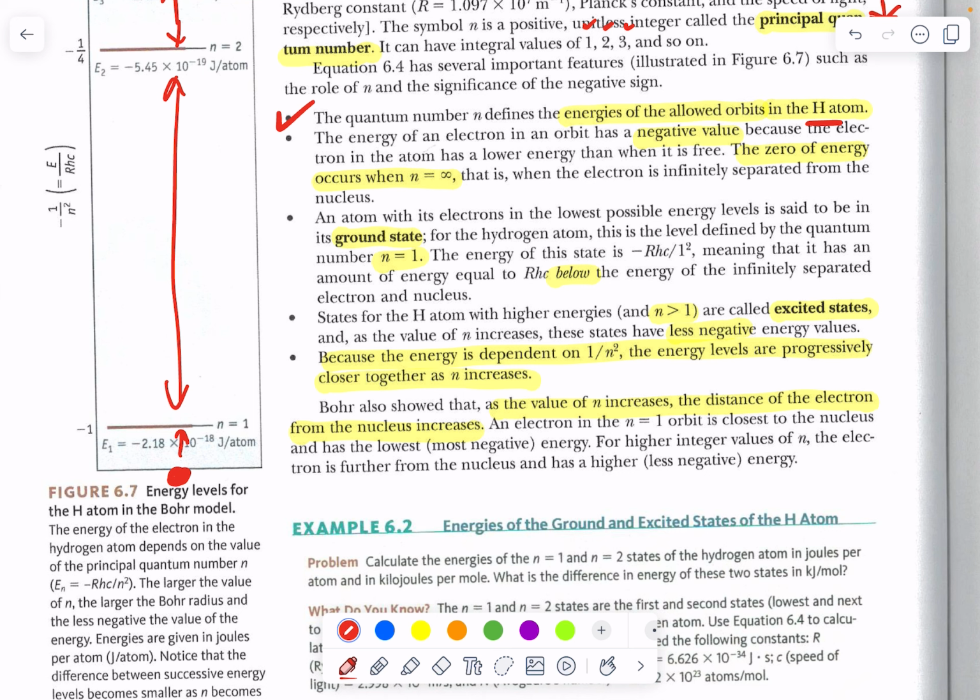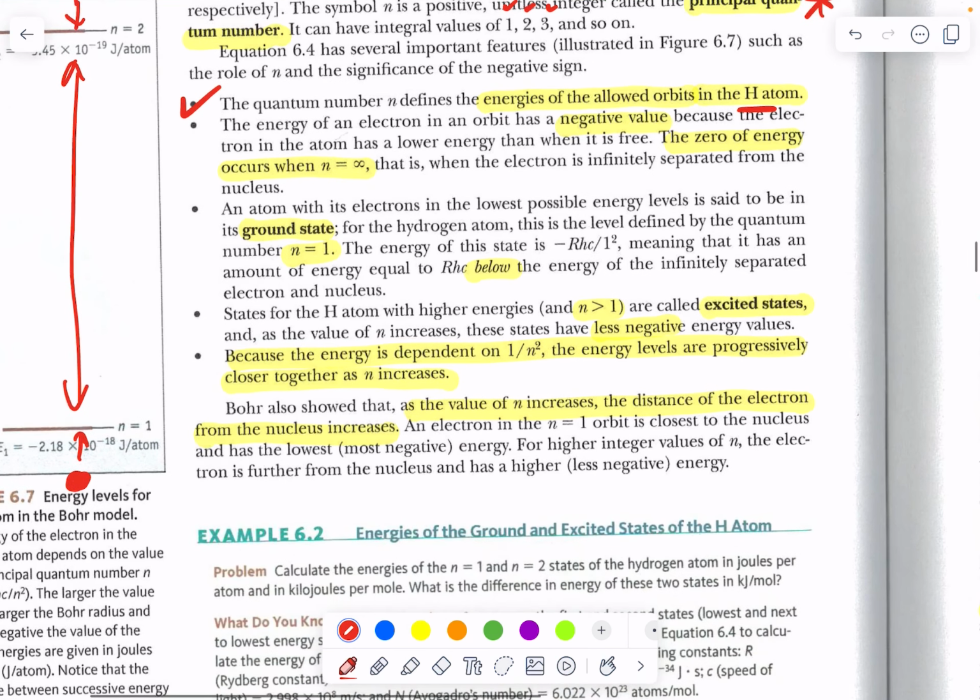Number one, the quantum number n defines the energies of the allowed orbits in the hydrogen atom. The reason I underline the hydrogen atom is because, interestingly enough, everything that I'm saying is about just the hydrogen atom. The helium atom gets maybe too complicated to look at this simplistically. So we as chemists and scientists feel pretty good about ourselves, pat ourselves on the back, look how much we know about the hydrogen atom. And then we look at the periodic table and say, you know, there's a little bit more to go. We're not quite there yet. There are a few more elements.